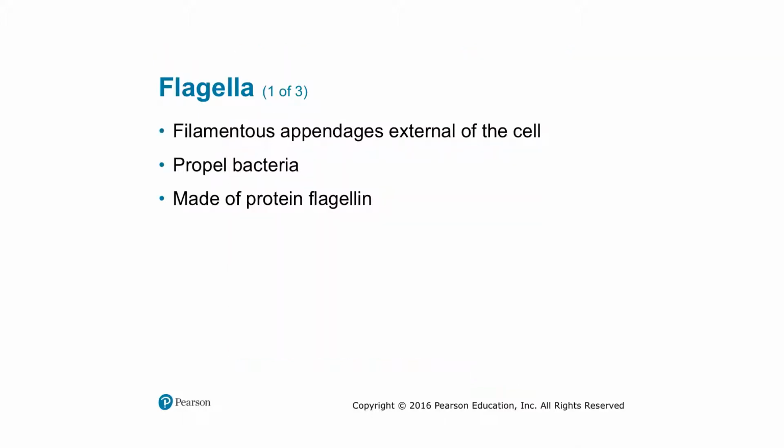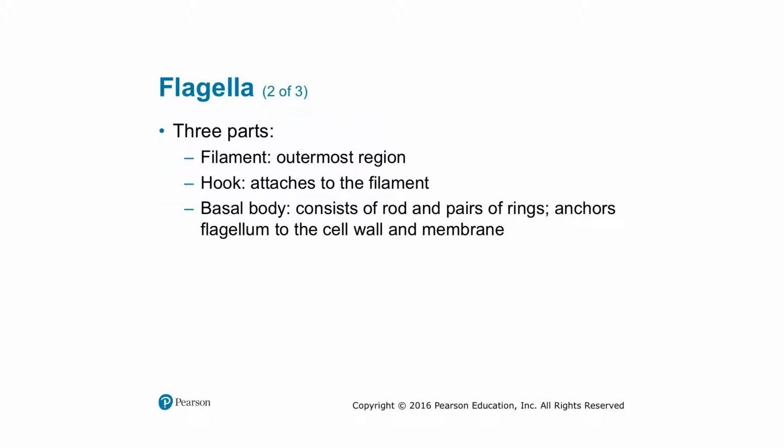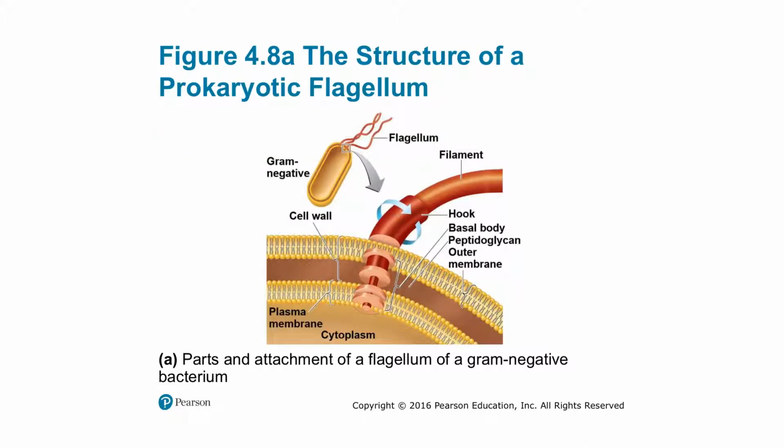The flagella, the filamentous appendages of the external cell, propel the bacteria. They're made of the protein flagellin. And we've got 3 parts. We've got the filament, which is the outermost region. We've got the hook, which attaches to the filament. And we've got the basal body, which consists of a rod and pairs of rings. This anchors the flagellum to the cell wall and the membrane.